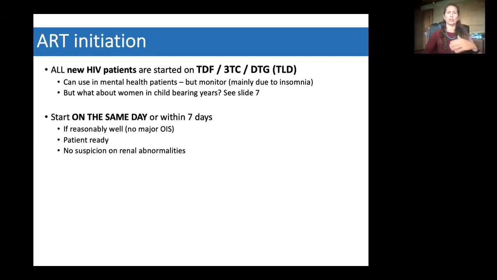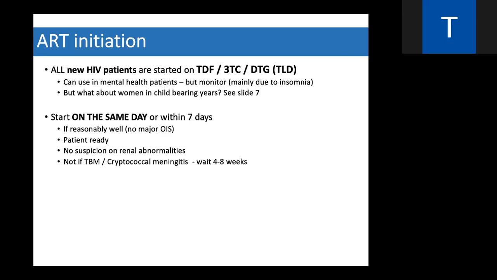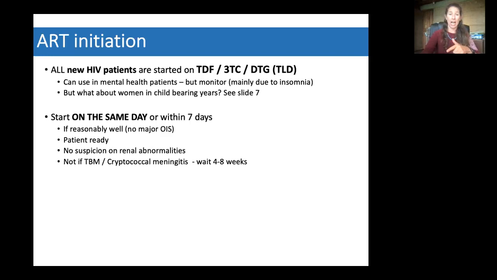And so they have to be very well, they have to be ready. And you mustn't suspect renal abnormalities. It's very uncommon that you're going to have a patient where you're going to be worried about renal unless they're really sick. And then just remember there's a few exceptions. So anybody where you're suspecting meningitis or has been diagnosed with TB meningitis or cryptococcal meningitis, we're going to wait at least 4 weeks, 4 to 6, 4 to 8.